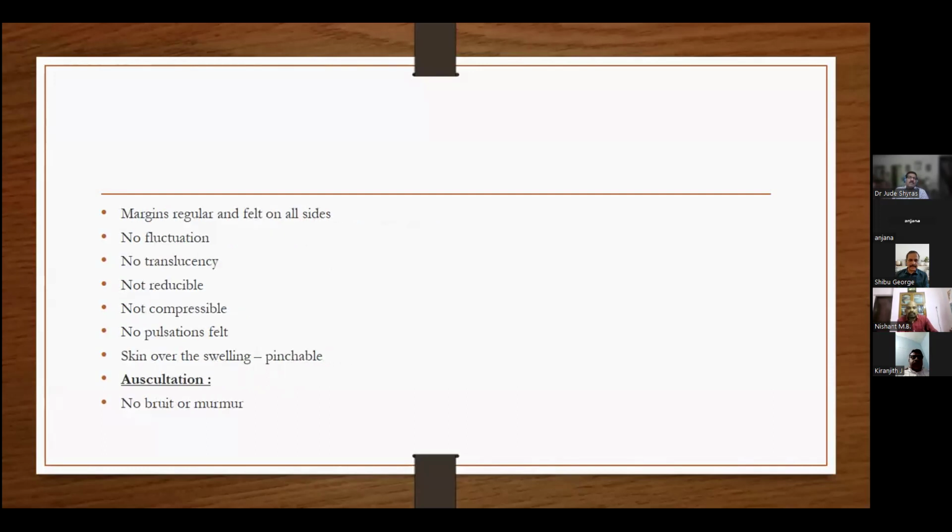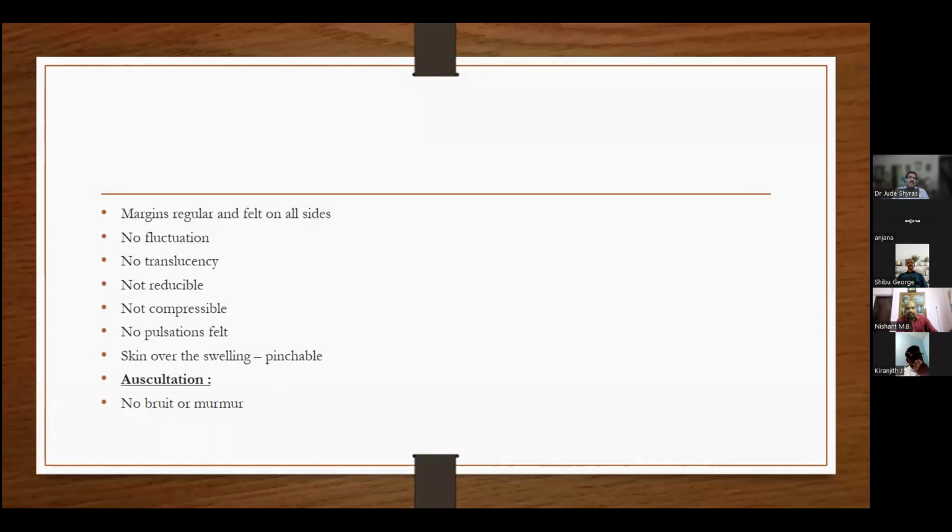You have written no fluctuation, no translucency, not reducible, not compressible, no pulsations felt. Why have you asked for this? There was no fluctuation in order to rule out abscess or similar lesions. Okay, sir.